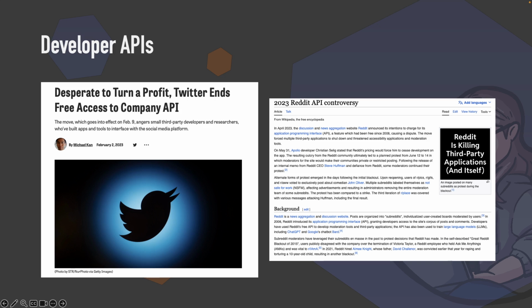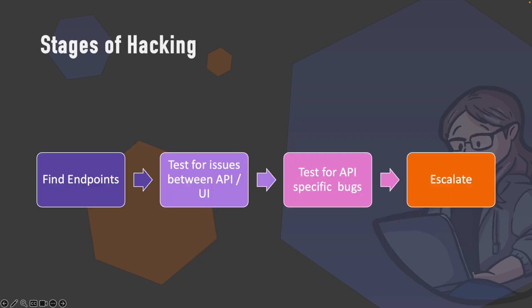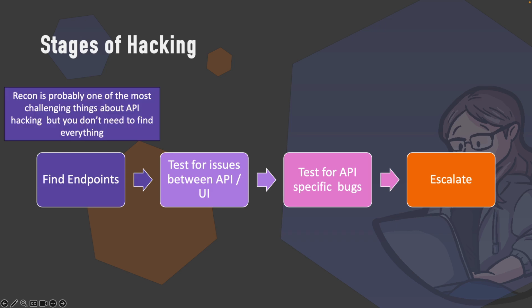It means it's really hard to hack, it means it's a pain, but we like pains because if it's a pain to hack, it means we might be the only person doing it, and therefore we can find lots of bugs. So the stages of hacking an API, at least in how I approach things, is step 1, find endpoints.